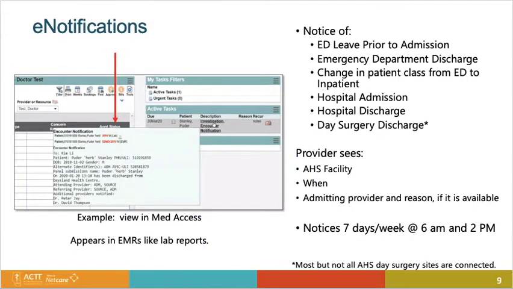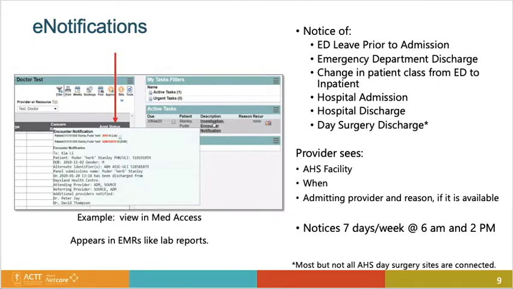Here's an example of what a provider would see in their clinic EMR. They can see the AHS facility and when the patient was admitted or discharged, and the admitting provider and reason, if it's available. Notices from AHS facilities enabled on Netcare also show if the patient is deceased. On average, participants receive about 2 notices a day. Participating primary providers indicate that the follow-up they offer supports better transitions of care and prevents rehospitalizations. The notice becomes part of the patient's chart.